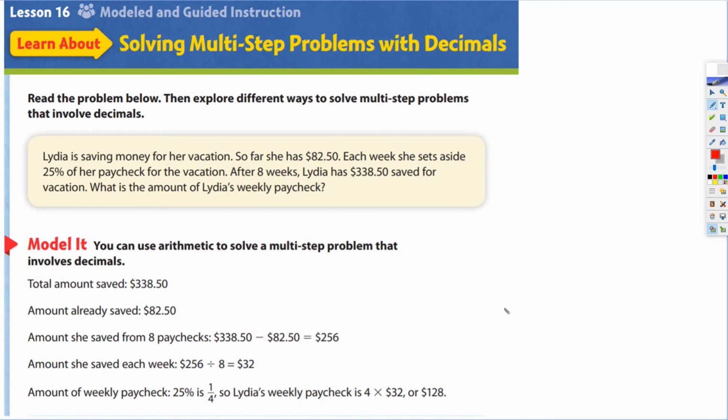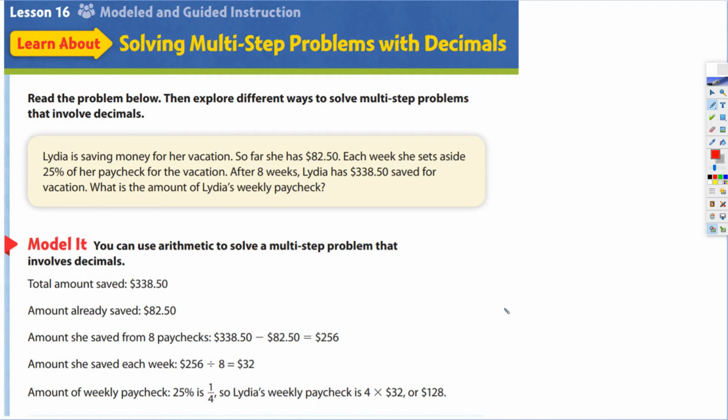Multi-step problems that involve decimals. Lydia is saving money for her vacation. So far she has $82.50. Each week she sets aside 25% of her paycheck for the vacation. After 8 weeks, Lydia has $338.50 saved for vacation. What is the amount of Lydia's weekly paycheck?